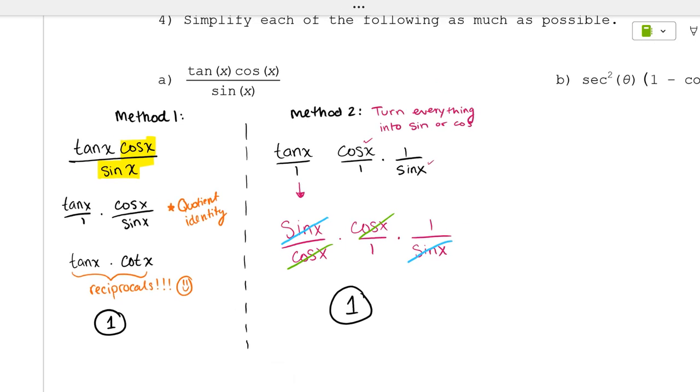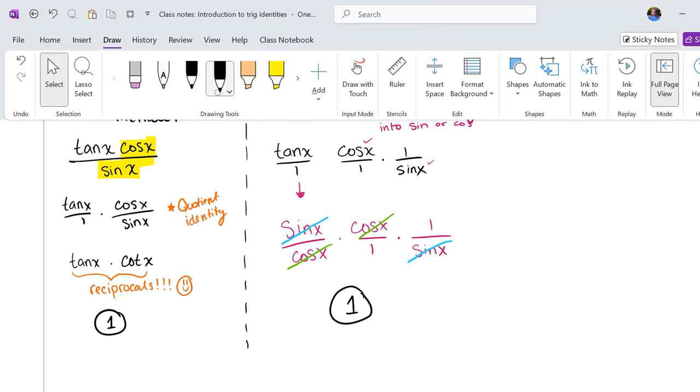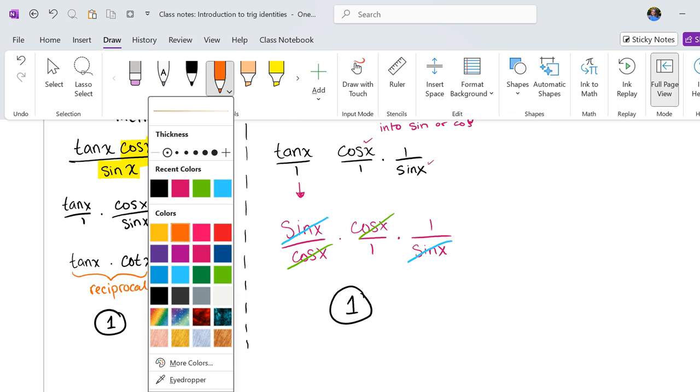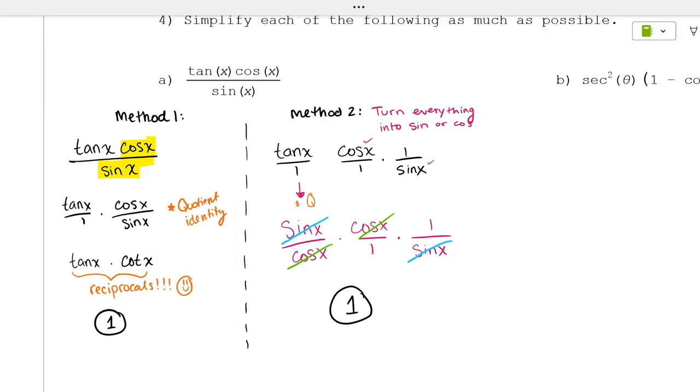So whichever method sort of spoke to you better is totally fine. There isn't one that's better than the other. It's just recognizing that we could use that quotient identity in a different way. So that was the same quotient identity, just used to go from tan into sine over cosine rather than cosine over sine to cotangent.